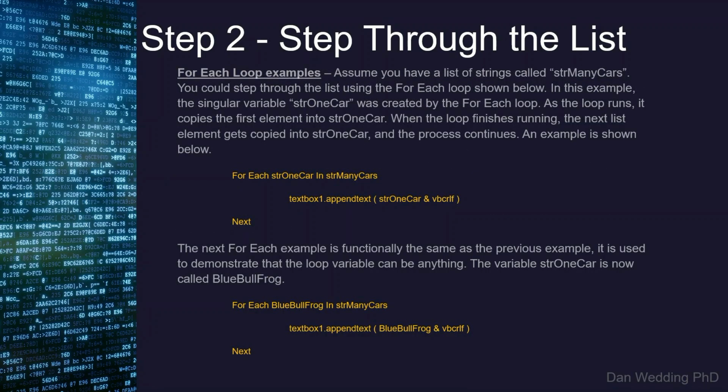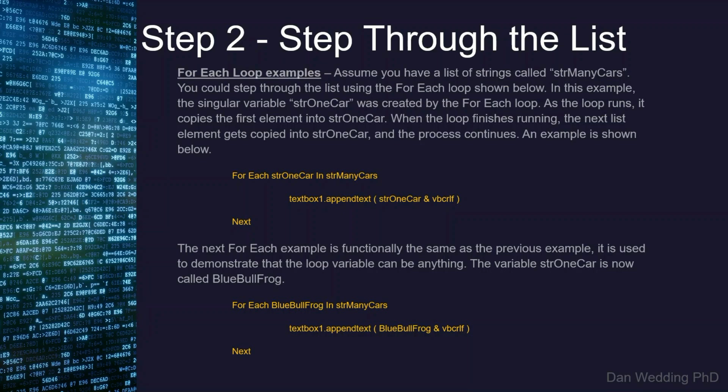Assume you have a list of strings called many cars. You could step through the list using the for each loop shown below. In this example, the singular variable one car was created by the for each loop. As the loop runs, it copies the first element into one car. When the loop finishes running, the next list element gets copied into one car, and the process continues. An example is shown below.